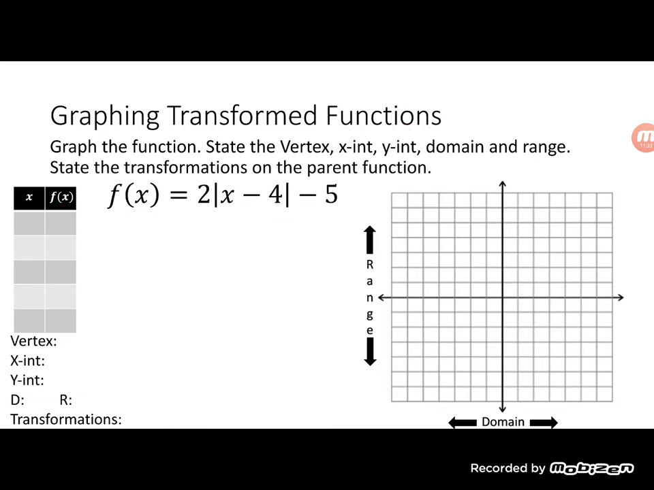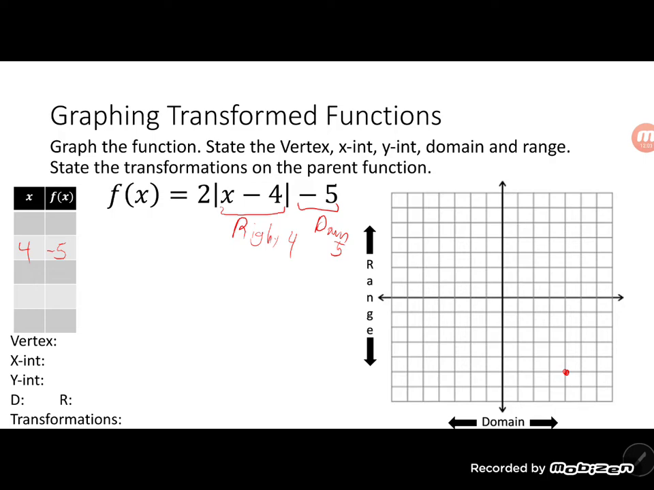So same dealio, right? We are finding the vertex. I read this and I can tell, well, this one is going right 4. And this one is going down 5. Okay, so that's going to give me a vertex of 4, comma, negative 5. I'll go ahead and graph that over 1, 2, 3, 4. And down 1, 2, 3, 4, 5, right about there.